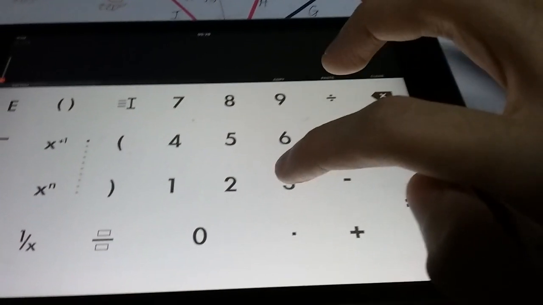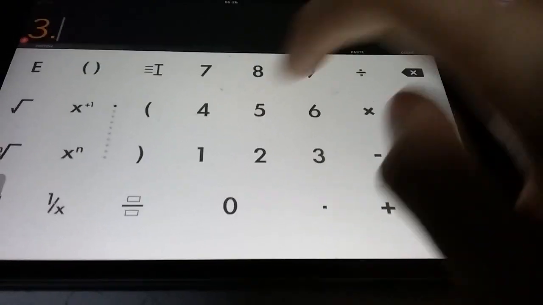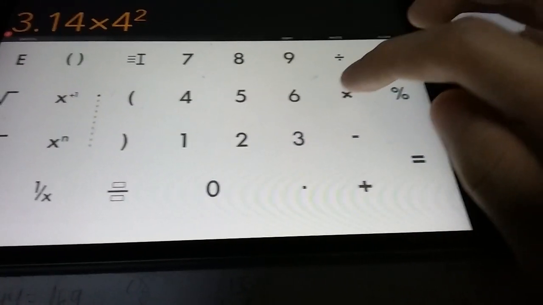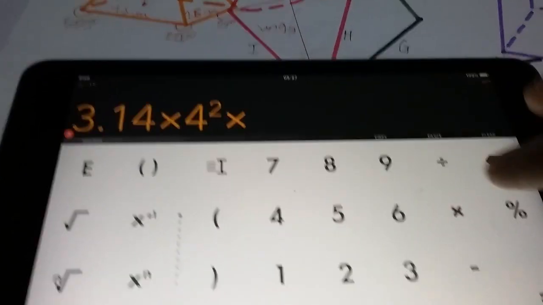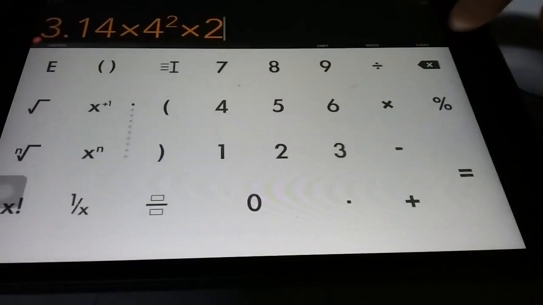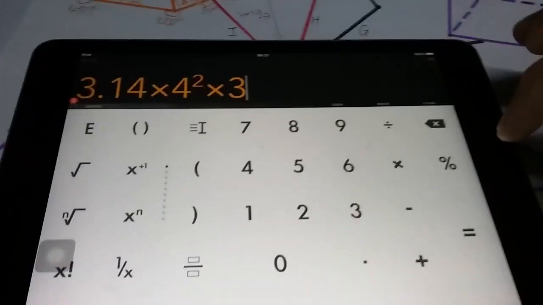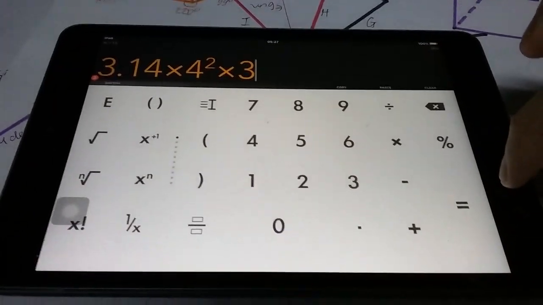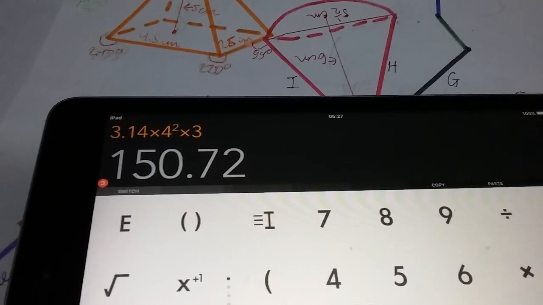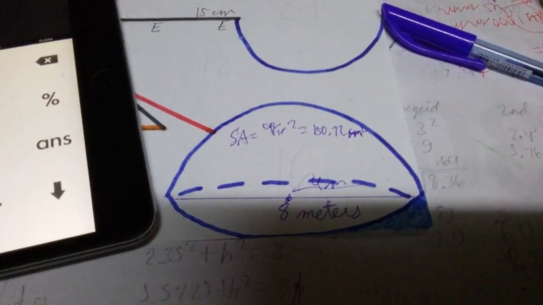The formula is pi, remember this is pi, 3.14 times the radius squared, 4 squared, times 2. Pi times the radius squared times 2. But actually, it's times 3. Because remember, just what I told you in conclusion, you should get 3 circles. And therefore, the surface area of the sphere is 150.72 square centimeters.